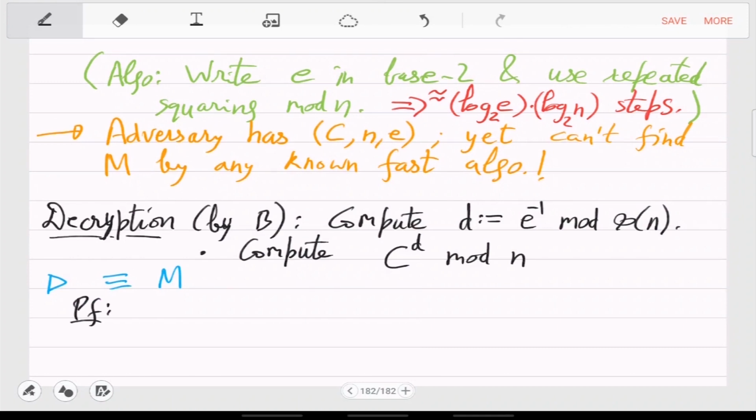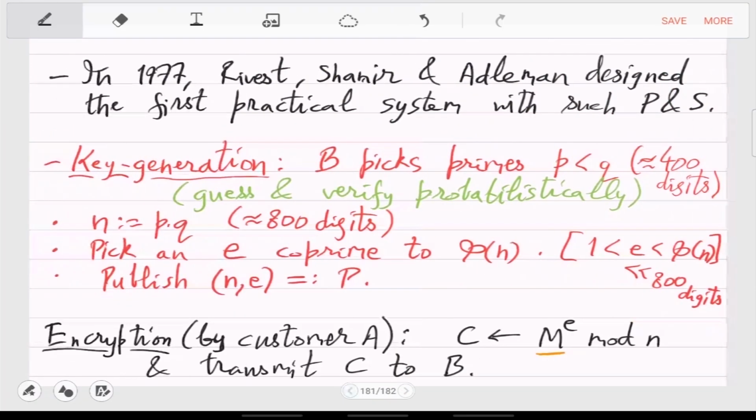So it's very easy for the bank, just a reverse computation is done and the bank gets the message back. Which means that if D was known to the adversary, then the adversary can also do the same, right? So the question is, can the adversary find D from C, E and N? What is D? D is defined to be E inverse mod phi n. So E is known, N is known. Why can't the adversary compute phi n?